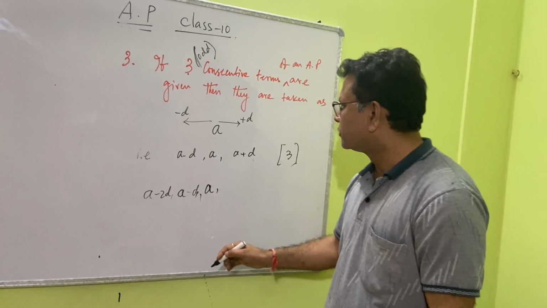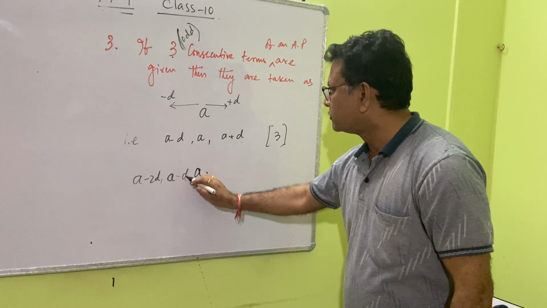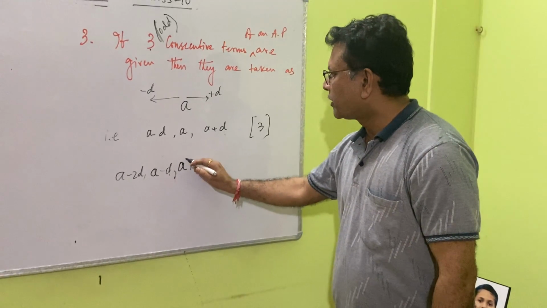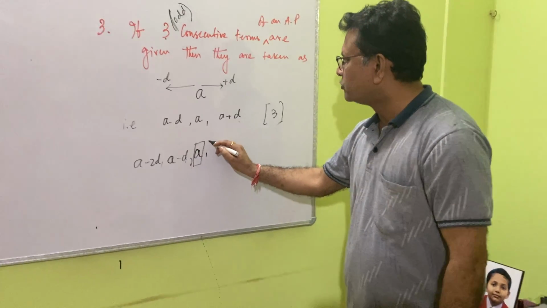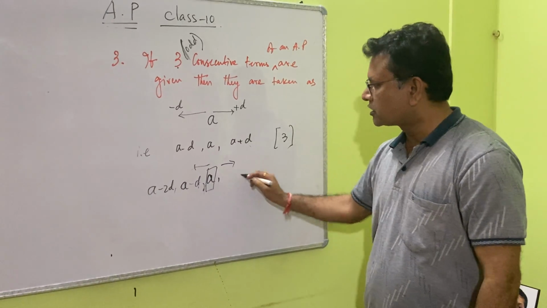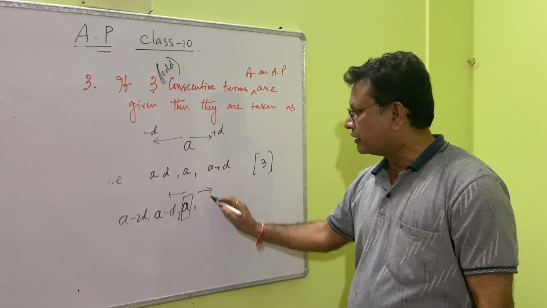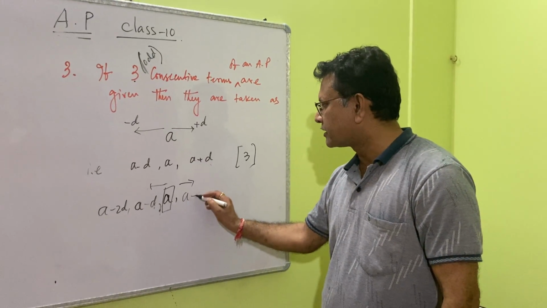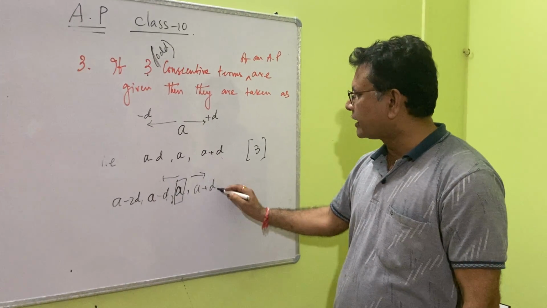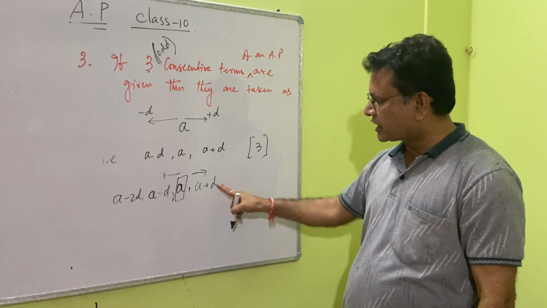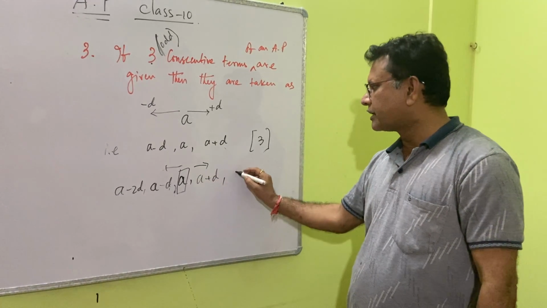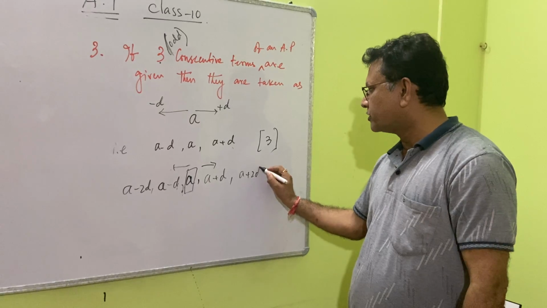Okay, now this is my middle point. If I move in this direction, then what will I get? I have to add, the rule says I have to add. So first I will add D, so I will get A plus D. And then again I will go to the next term. That means again I will add D with this, and I will get A plus 2D.